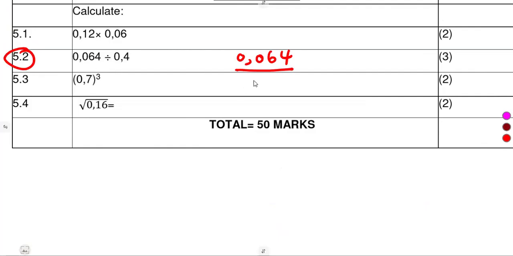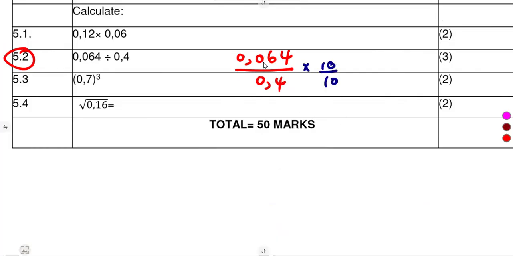0.064 over 0.4. I have 1 decimal after the comma. I can get rid of that decimal by multiplying by 10. If there is 1, I multiply by 10. If there are 2, 100. If there are 3, 1,000. If there are 4, just like that. So there I only have 1. So I multiply by 10 over 10.